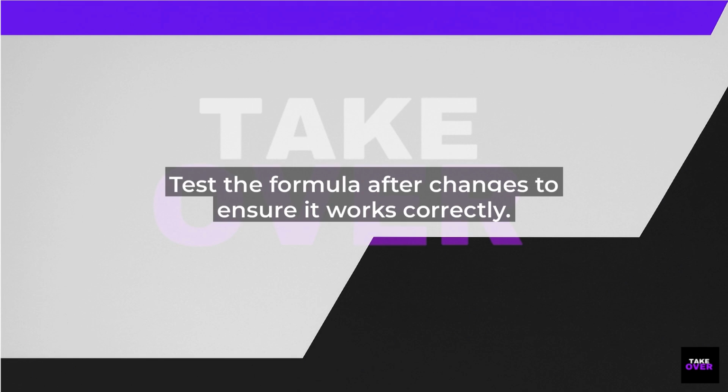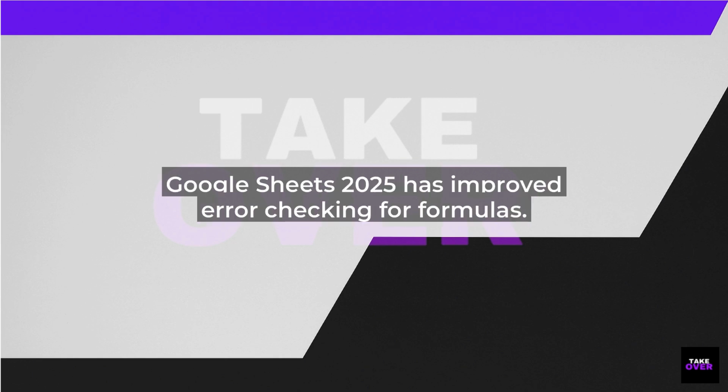One more tip. After removing the dollar signs, test your formula by dragging it across cells to ensure it behaves as expected. If you're dealing with complex sheets, remember that Google Sheets 2025 updates include better error checking, so keep an eye out for any warnings. There you have it, you've now mastered getting rid of dollar signs in Google Sheets. This simple tweak can save you tons of time and frustration.